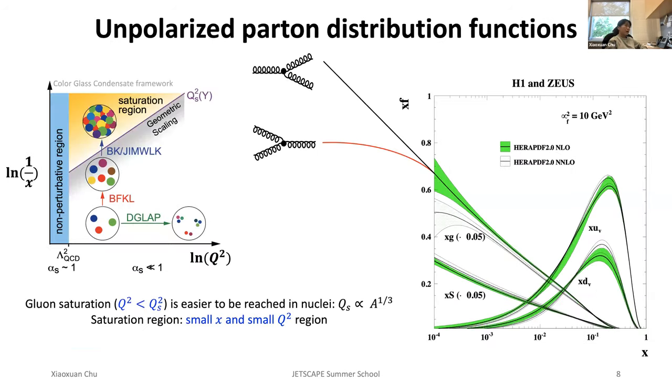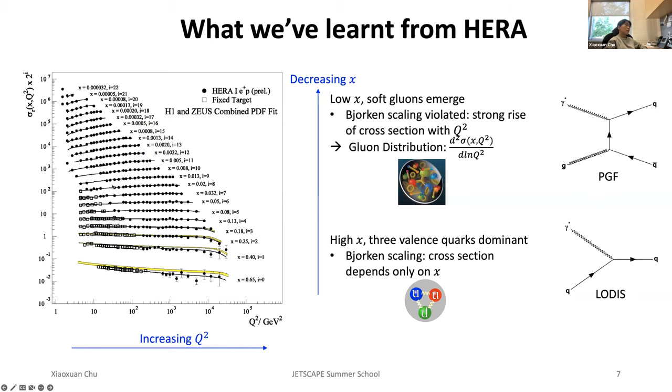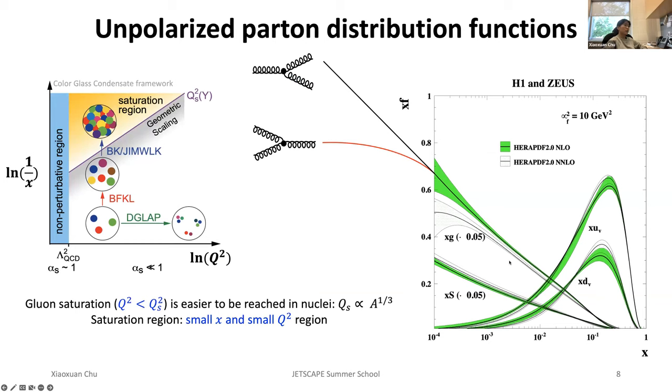And by performing a global fit of this measured cross section, we extract the collinear parton distribution function. We see the valence quark dominates at the high x regime. However, at the low x regime, we see the gluon density is very high.